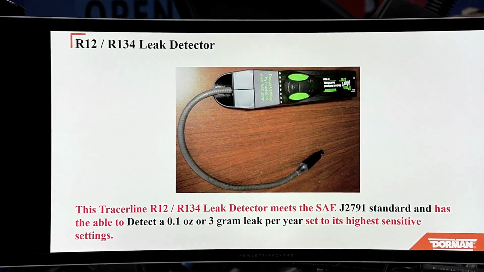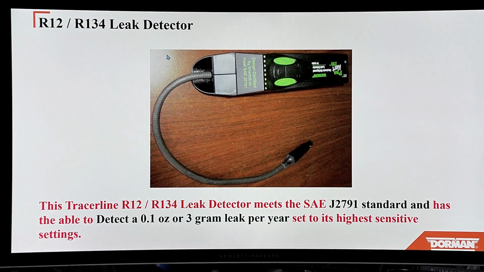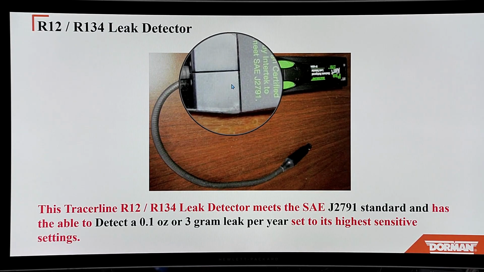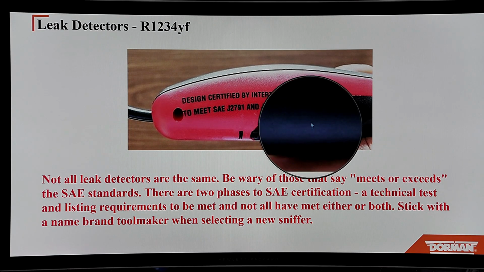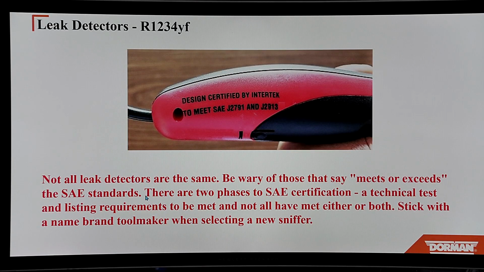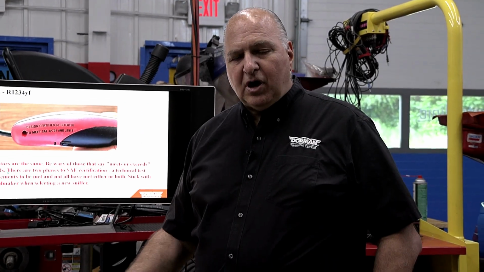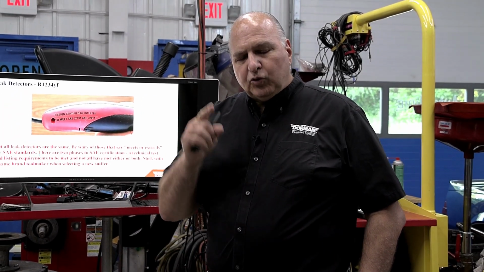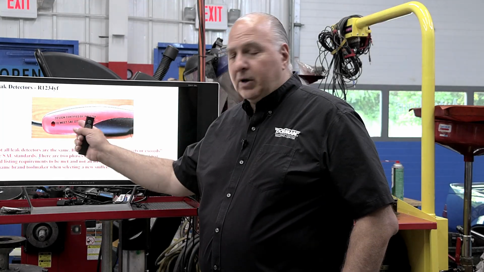Okay. So here, Traceline is one of the companies for R12 and 134a. Notice the J spec right here, J2791. Now, if you don't own one of these, and I'm not a huge fan, you should have one, but here's something better to buy. You want the J2913. Why? This is certified for 1234yf and 134a, and when you buy this, now you're covered under both. If you're working on R1234yf, you need a J2913.